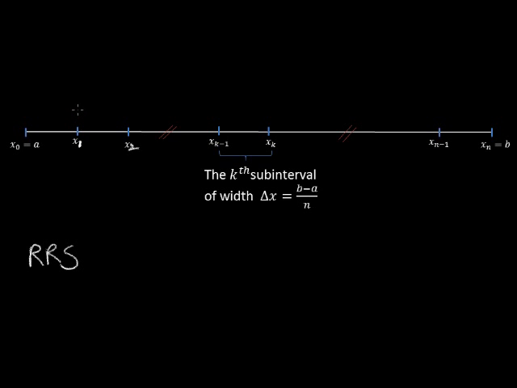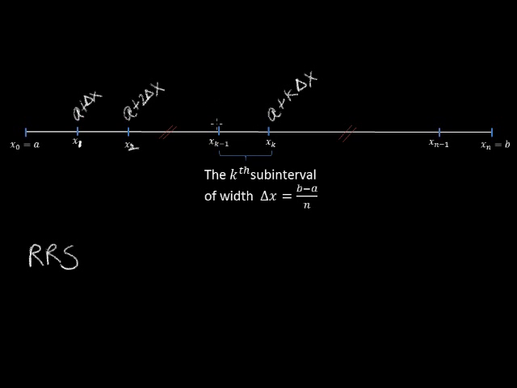x1 is a plus delta x, isn't it? And delta x is b minus a over n. x2 is a plus 2 delta x's. Notice a plus 2 jumps of delta x. x3 would be a plus 3 jumps of delta x, and so we have a formula for x sub k: a plus k jumps of delta x.